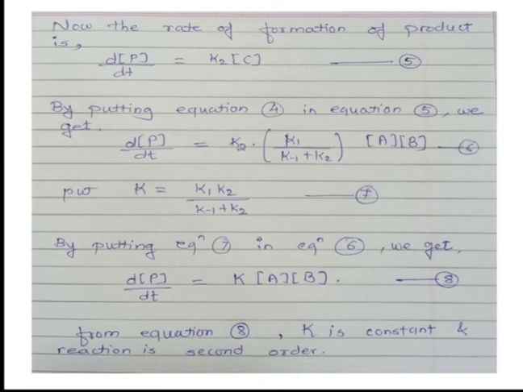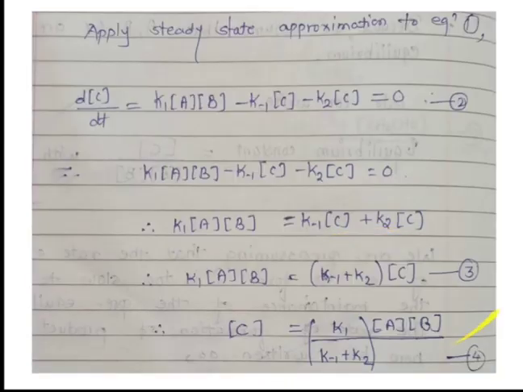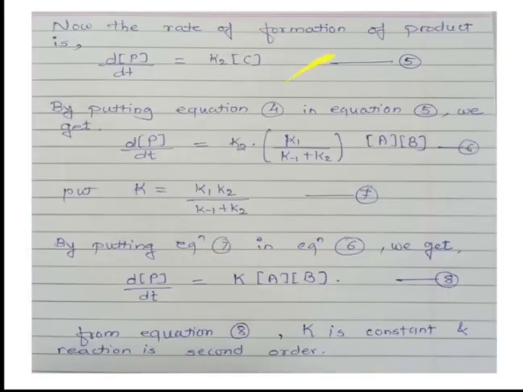Now we have to put equation 4 in equation 5. Equation 4 is the concentration of C. Just put this value in this equation instead of concentration of C. So I am writing here K2 as it is from the above equation and put the value of the concentration of C: K1 divided by K minus 1 plus K2 into concentration of A into concentration of B. This is our equation number 6.